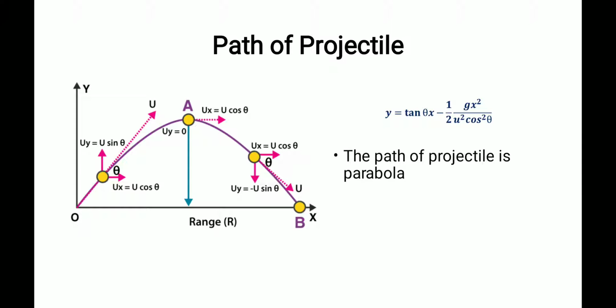Here, what are the variables? Theta, x, and u, the initial velocity, are the variables. So this equation is the equation of this curve, the parabola.